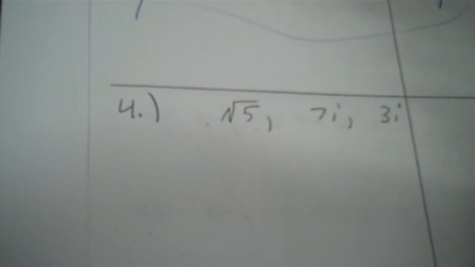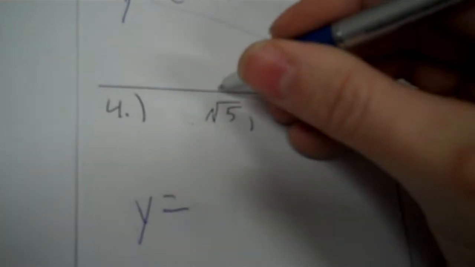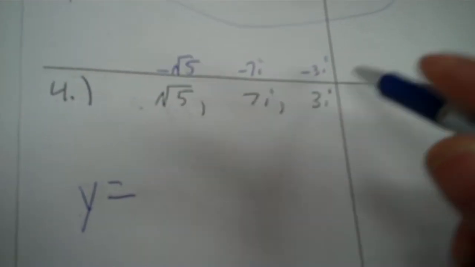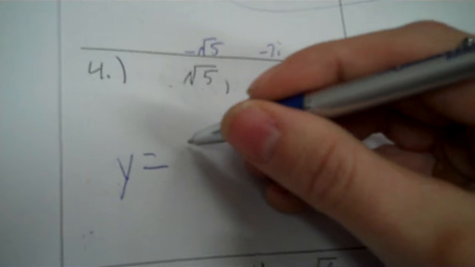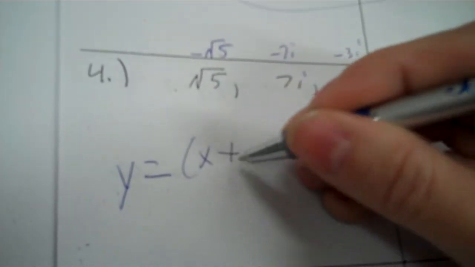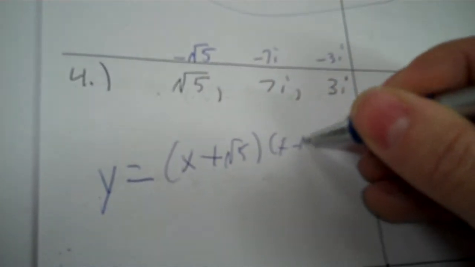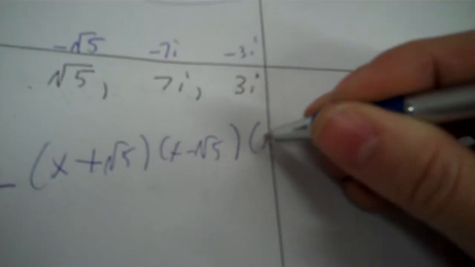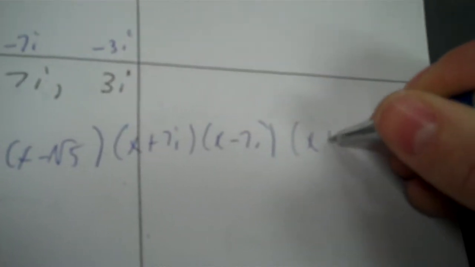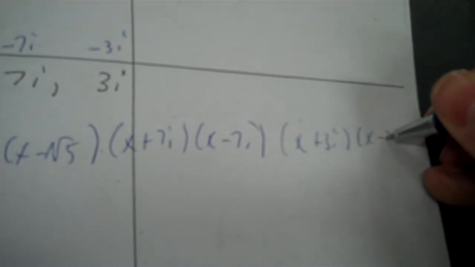Remember, the irrational square roots and the i's are the ones that come in pairs. Because the square root of 5 is irrational, so it has an irrational partner. And all these have partners then. So the first thing you have to do is just write it out, x minus, and then go plus square root of 5, and x minus the square root of 5, and then x plus 7i, x minus 7i, and then x plus 3i, x minus 3i.